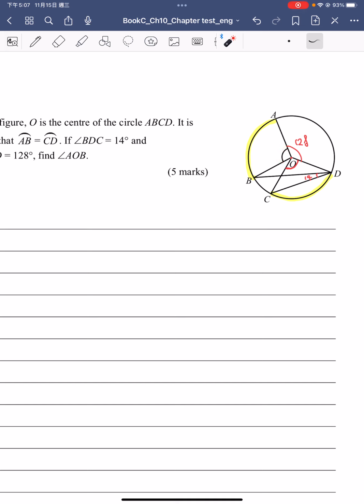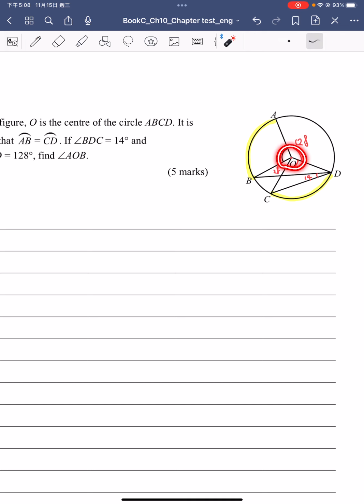So it's this angle. Just like I said, because these two arcs are the same, this required angle is actually equal to COD as well. So if we find COD, then we are finding AOB. How can we do this? To find this angle, we are missing this part, the angle at the center. This angle at the center is subtended by arc BC, and BC is also subtended by this angle at the circumference. So this angle is going to be equal to 28, isn't it?